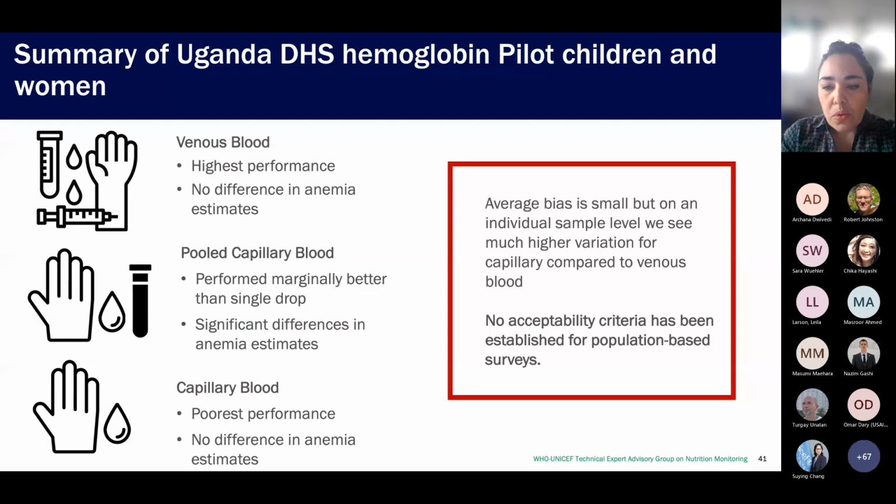So where is the DHS program going from here? At this time, we are continuing to use a single drop of capillary blood. As a next step, we're really looking forward to the results of additional external research, and we're hoping that an expert group like TEAM will come together and define what is considered to be an acceptable difference between a gold standard method and blood type for use in population-based surveys. Next slide.